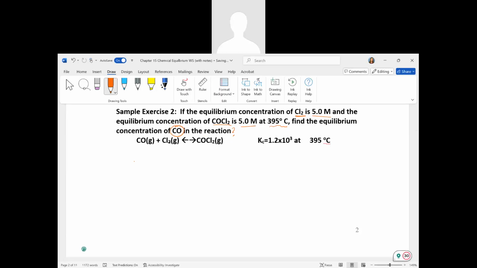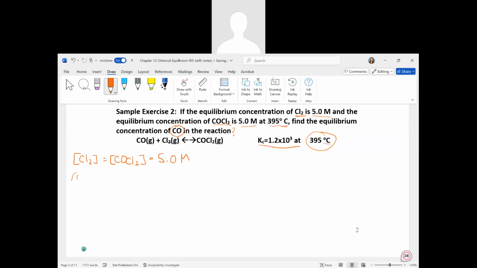So we know that both concentrations are given: the equilibrium concentration of COCl2 gas is equal to 5.0 molar. We're also given the Kc value here at that same temperature. The only reason that we're given the temperature here is to note that both our concentration and our Kc values are given at the same temperature, so we can use them interchangeably.